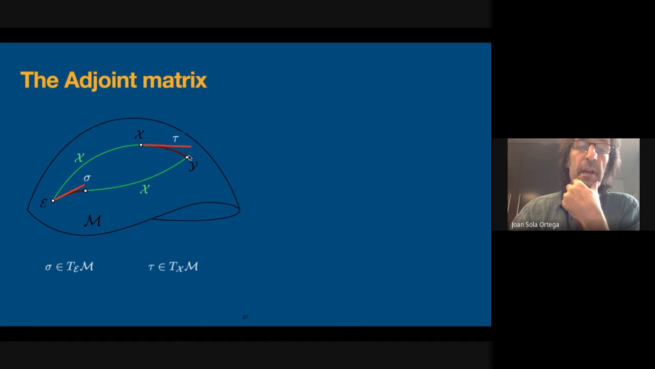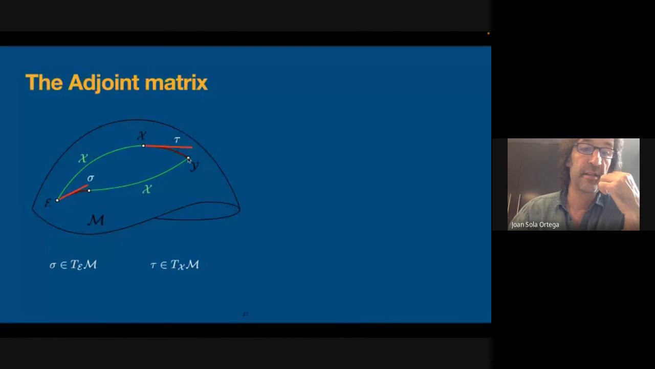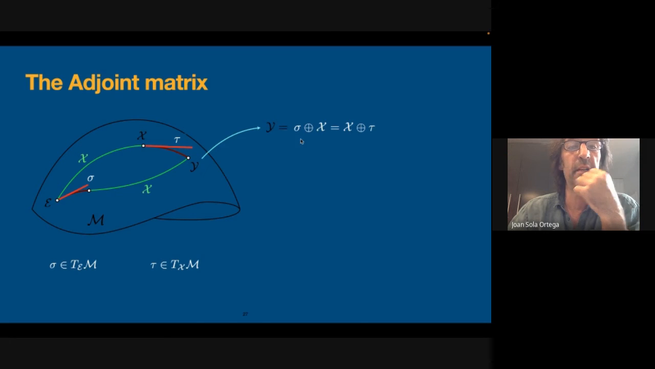Okay? And then you can ask yourself, I could have done things differently. Let's get a vector here, do the exponential, and then multiply by X on the right. Remember that the composition in the group is non-commutative. So X times exponential of tau is different from exponential of sigma times X. Okay? So you can express this Y element in two forms, either sigma plus X or X plus tau.